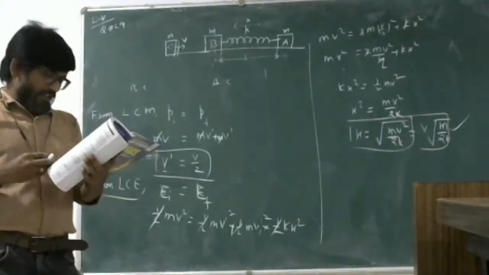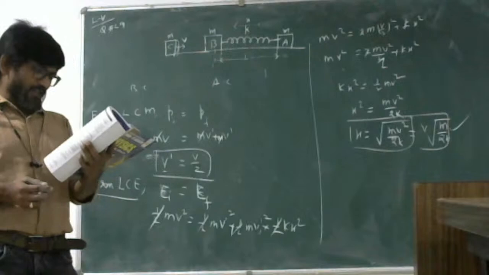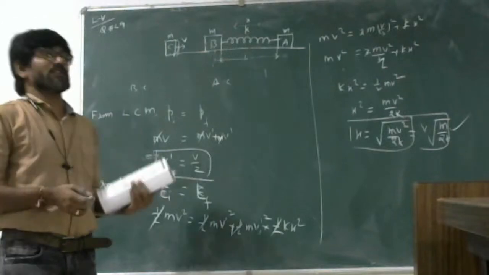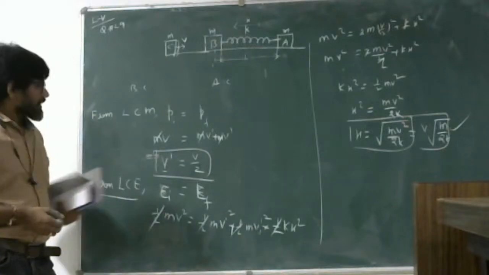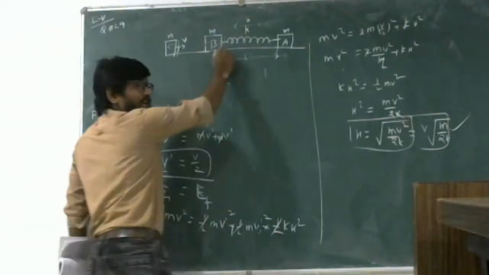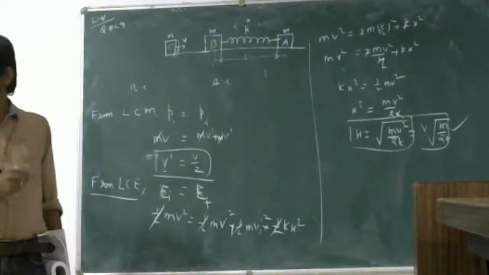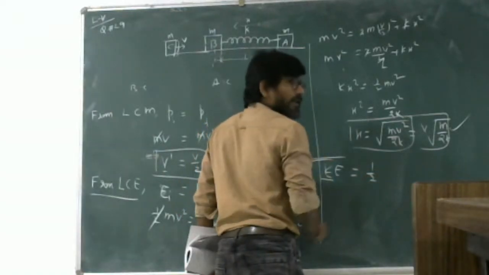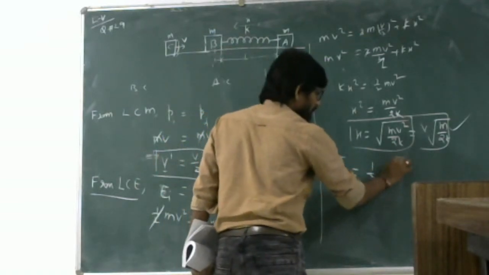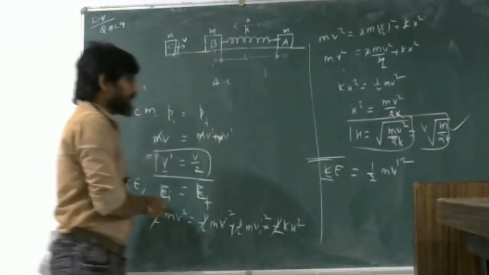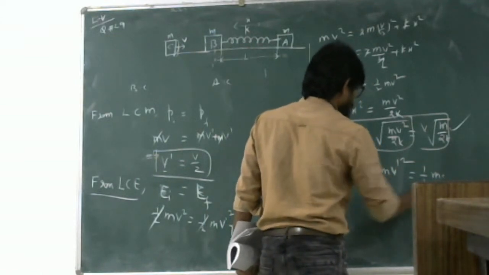Then out of the first and second options, which is correct? Cross-check the kinetic energy of the system at maximum compression. When maximum compression takes place, A and B move with the common velocity v dash. So the kinetic energy is half into m into v dash square, and v dash is v by 2.